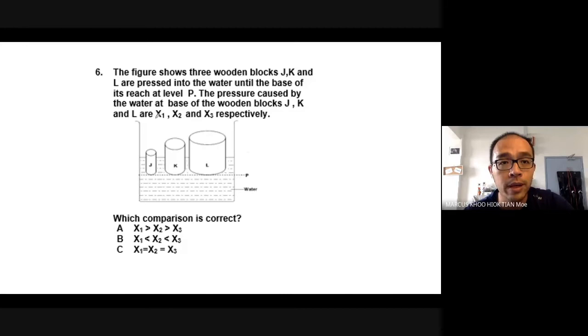The pressure caused by the water at the base of the wooden blocks J, K, and L are X1, X2, and X3 respectively. Which comparison is correct? Okay, so you have these 3 blocks, and then pressure over here is X1, pressure over here is X2. Okay, kita kenakan lah, pressure caused by the water. Pressure over here is X3. So obviously you see X3 kan got more water yang touching it. Or X1 has less water touching because it's so tiny, it's so kecil saja. Okay, what do you think?